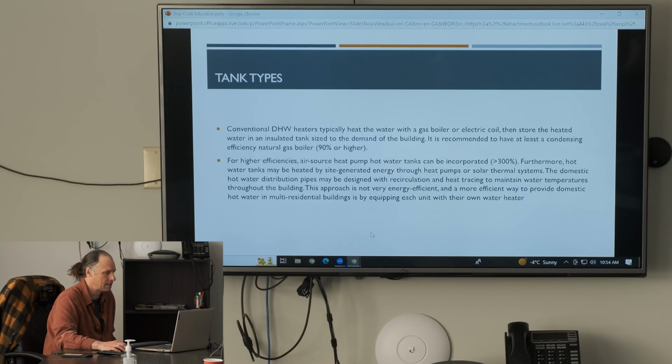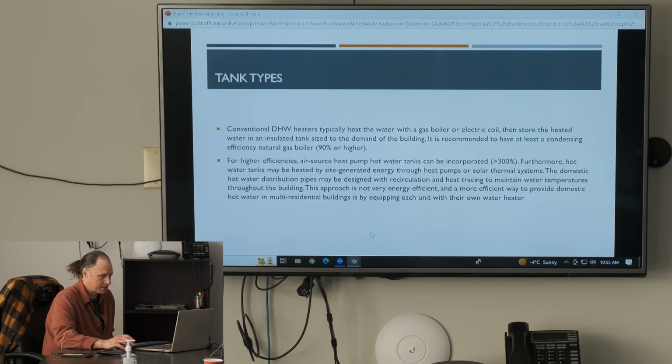So some tank types. Conventional domestic hot water heaters typically heat the water with a gas boiler or an electric coil, then store the heated water in an insulated tank sized to the demand of the building. It's recommended to have at least a condensing efficiency natural gas boiler of 90% or higher. For higher efficiencies, air source heat pump hot water tanks can be incorporated that can go to 300% or greater. Furthermore, hot water tanks may be heated by site-generated energy through heat pumps or solar thermal systems.